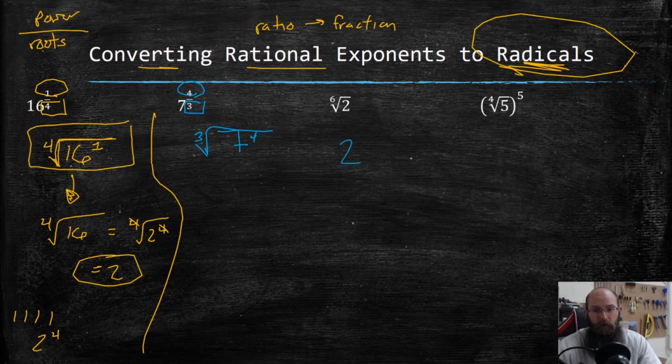And now over here, I have to go the other way. So I have 2. It's my main number. It's my base. And then what is the power on that 2? Well, if it's not written there, it's assumed to be a 1. So that's a 1. My root is a 6. So power over root, 2 to the 1/6.